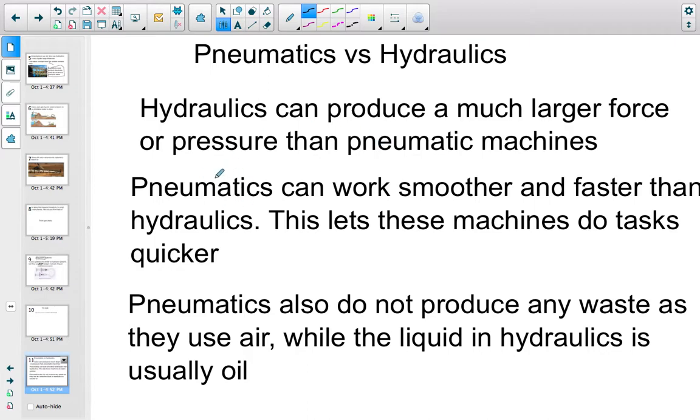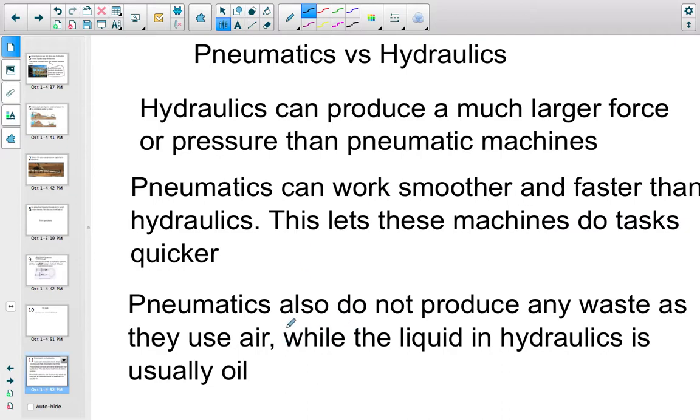However, pneumatic systems are smoother and faster than hydraulics. So if you want machines that do quick tasks but don't require a lot of force, pneumatics are the machines you want to use, right? So small machines that build parts, or factories that use small machines that don't lift heavy things, will use pneumatics because they don't need the power, they need the speed and accuracy and quick movements.